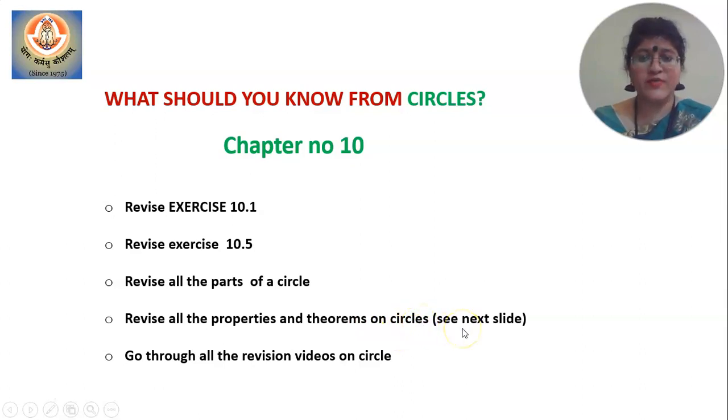Now in the next slide you will see which theorems you have to learn to prove and which you just have to remember. No doubt there are many theorems on circles, but you need not learn to prove all of them. I have jotted down a few important theorems. Students, please be ready with a book and a pen, and I want you to make a note of it and go through all the revision videos on circles.